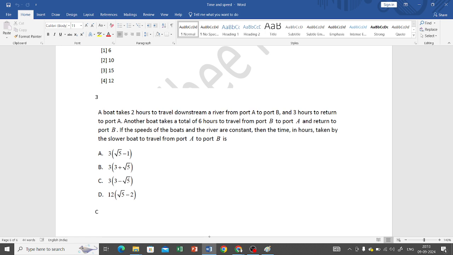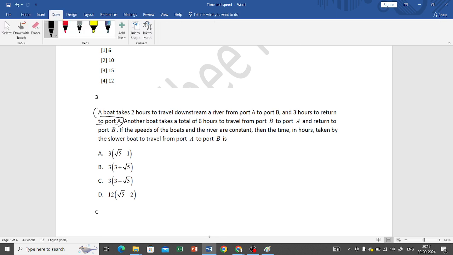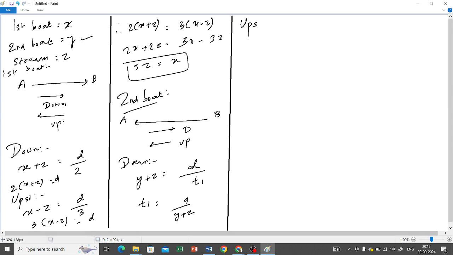A boat takes 2 hours to travel downstream a river from port A to port B, and 3 hours to return to port A. So just take the first part of the information. There are two boats. The speed of the first boat I'm taking as x, second boat as y, and the speed of the stream as z. So for the first boat, it is going A to B, and A to B is downstream.